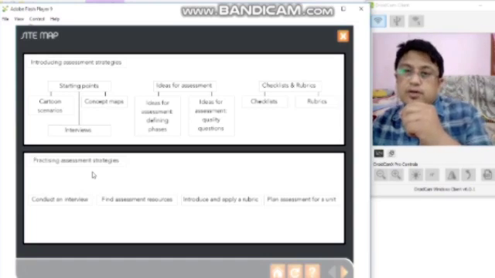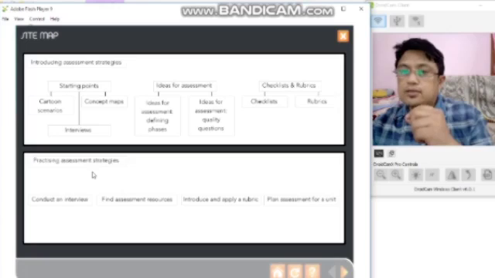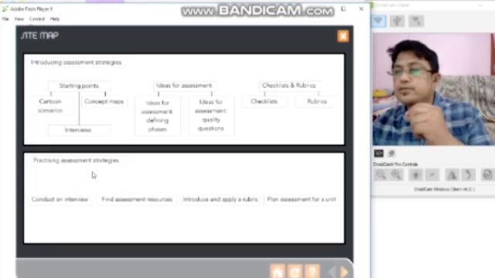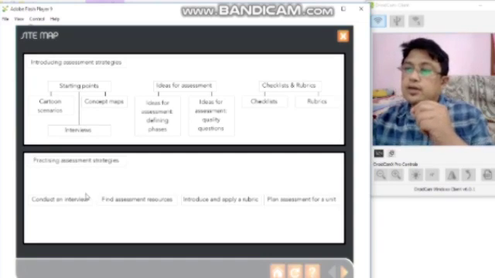Actually, I have gone through all these things, and I have seen the demonstration by the three resource persons who came from Australia. Curtin University is one of the top universities in the world, under the top 15 with regard to teacher education training programs. Conduct an interview, find assessment resources, introduce and apply a rubric, and plan an assessment review. See, these are the sitemap inside. It's for the teacher's reference. Okay, and now I'm closing it.